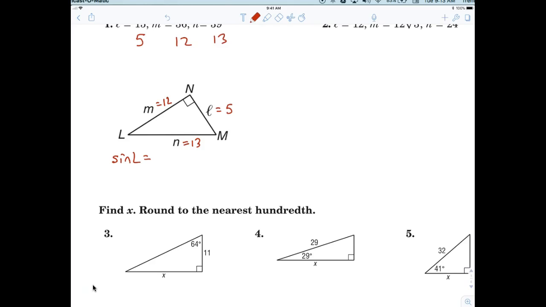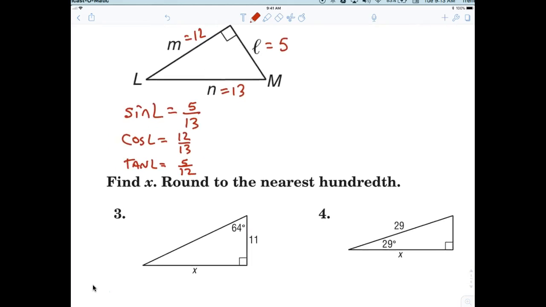remember, opposite over hypotenuse. So the opposite of L is 5 over 13. Cosine of L is equal to 12 over 13. And tangent of L, 5 over 12. All right.